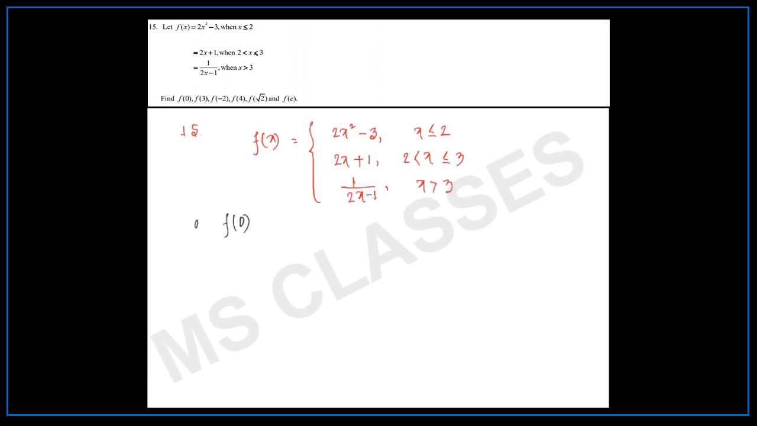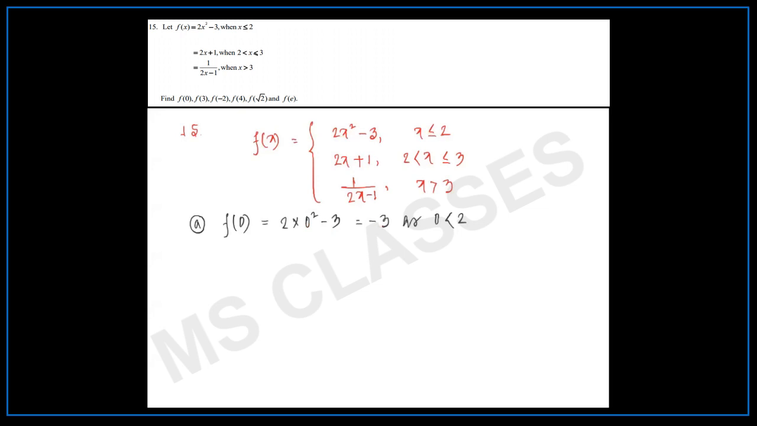We take this as part A, f(0). f(0) will be 2 × 0² − 3, which will be −3, as 0 is less than 2. As per the definition given, when x is less than or equal to 2, we can use this definition. 0 is less than 2, so the value will be 2 × 0² − 3, so it is −3.